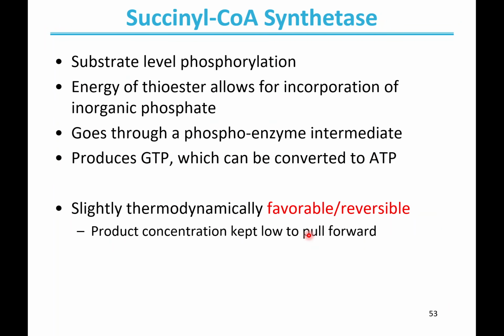Okay, so this is a substrate level phosphorylation. That energy of the thioester allows you to incorporate an inorganic phosphate onto GDP. It goes through a phosphoenzyme intermediate. GTP can be converted into ATP, which is why we say a GTP is equivalent to an ATP. This is only slightly thermodynamically favorable, which makes it reversible. Product concentration is kept low to pull this forward.